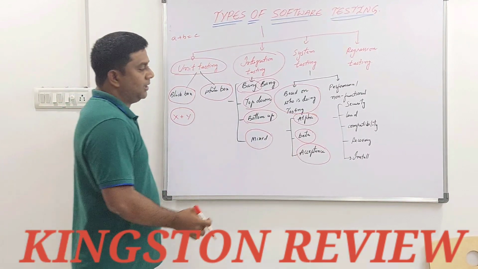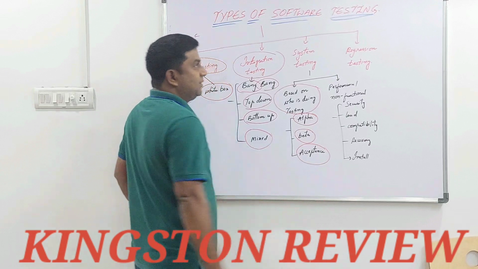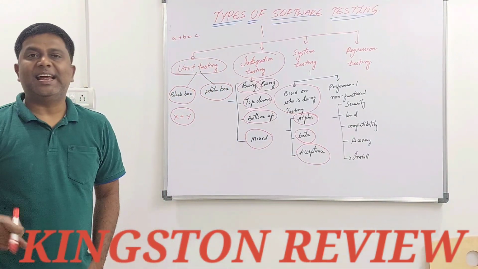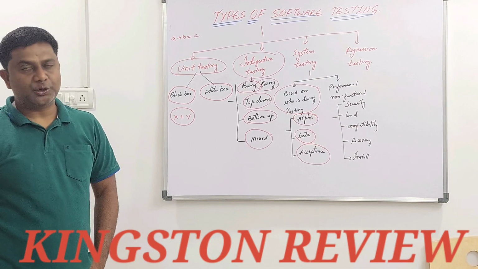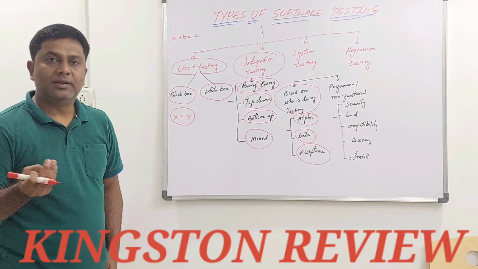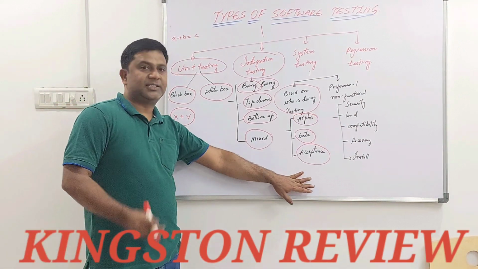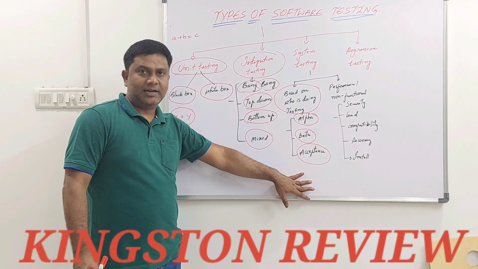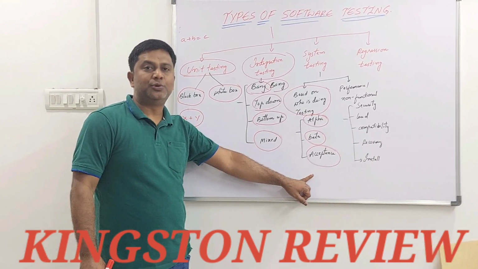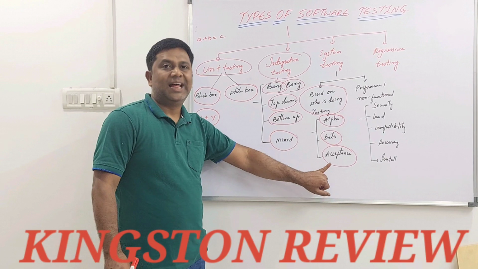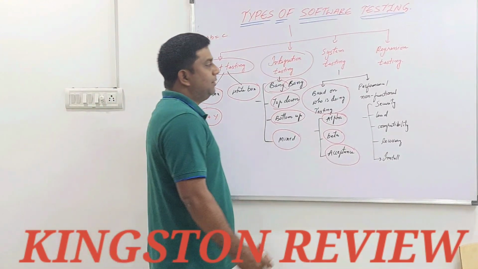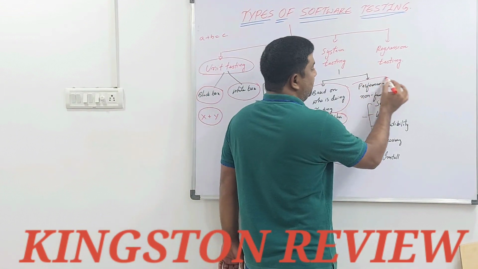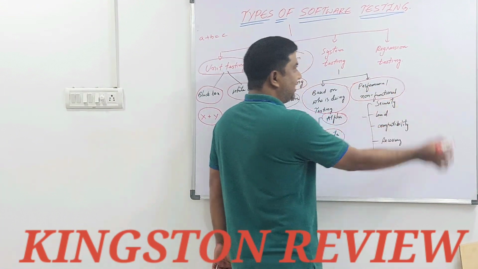And the third type of testing here is acceptance testing, which is done by the end user. The software is given to the end user, they are given a specific duration of time, and they are asked to test using whatever test cases they want to create. That type of testing done by the end user is called acceptance testing.